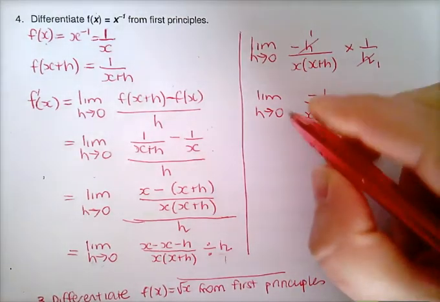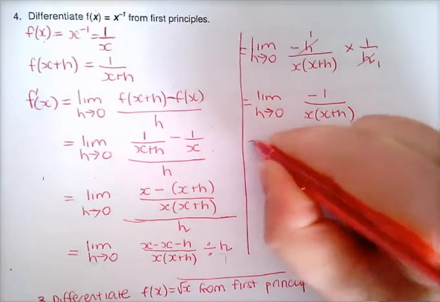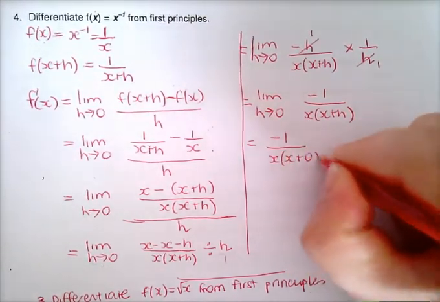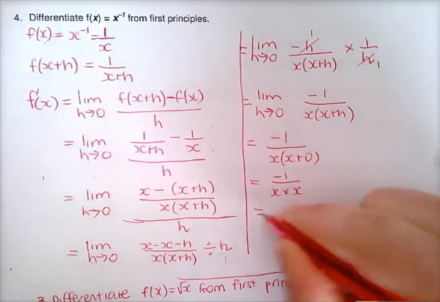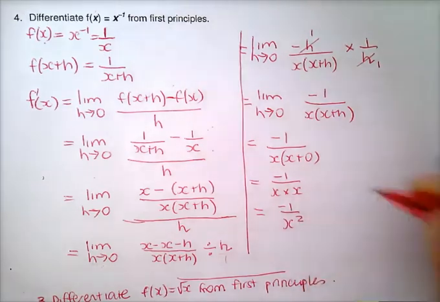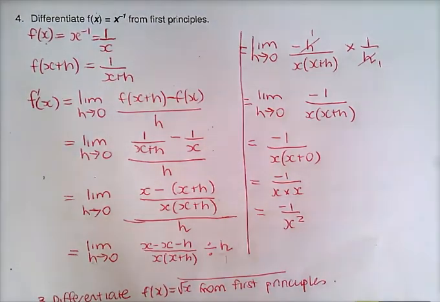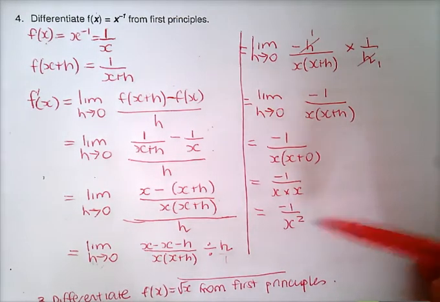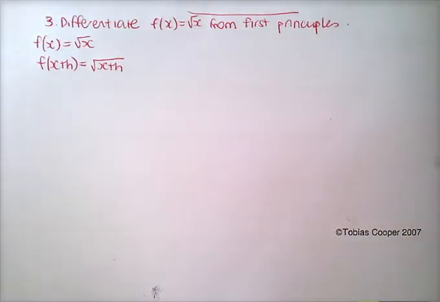Now we can substitute in h is 0, remembering to put equal signs here, and we get that that is equal to negative 1 over x(x + 0), which is negative 1 over x times x, which is negative 1 over x squared. Okay, and that is differentiating x to the power of negative 1 from first principles.